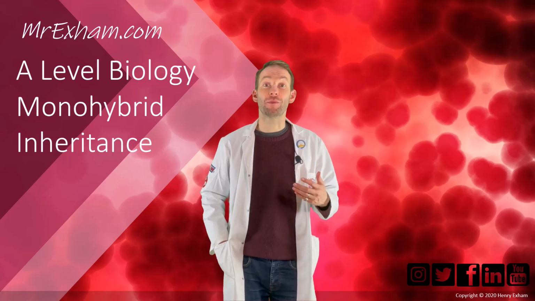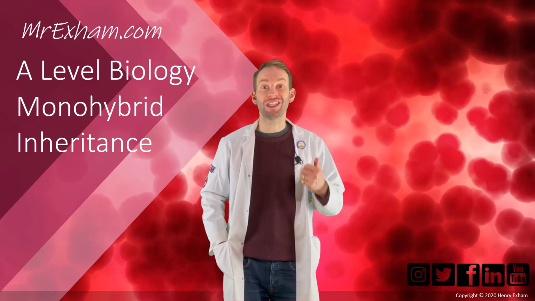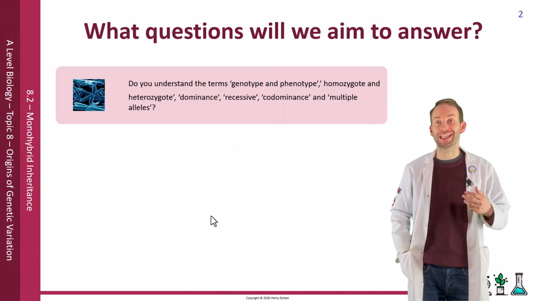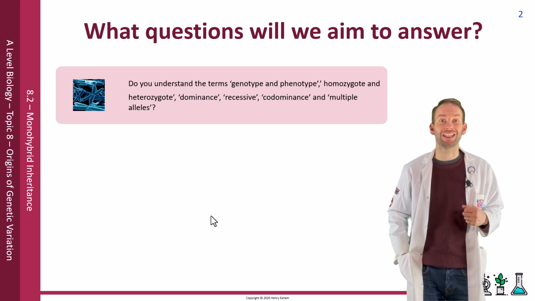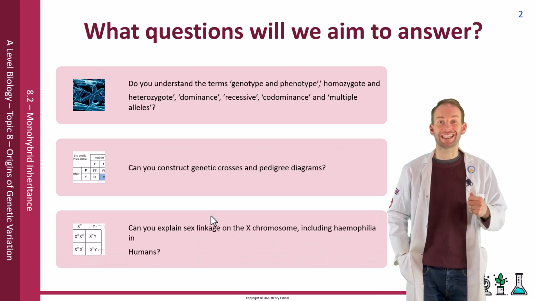So in this lesson, we're going to learn about monohybrid inheritance. You need to understand the terms genotype and phenotype, homozygote, heterozygote, dominant, recessive, codominant, and multiple alleles. You need to be able to construct genetic crosses and pedigree diagrams, and you need to be able to explain sex linkage on the X chromosome, including the example of haemophilia in humans.